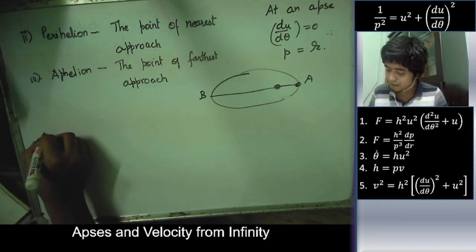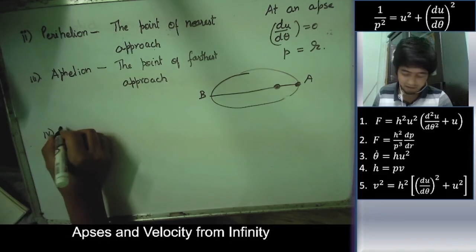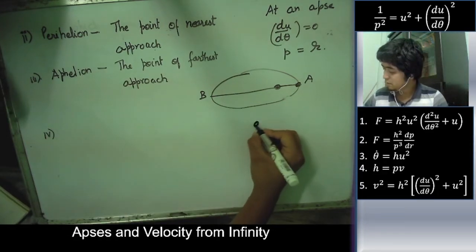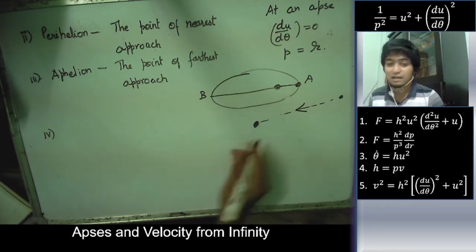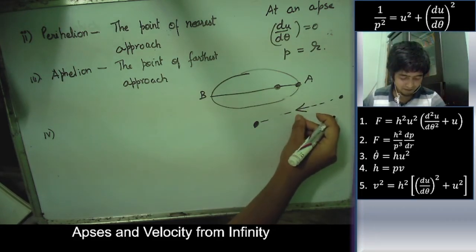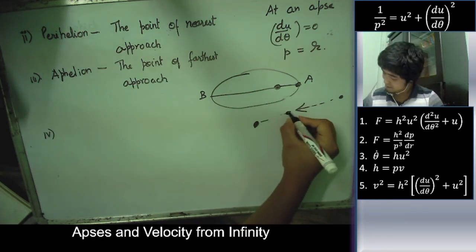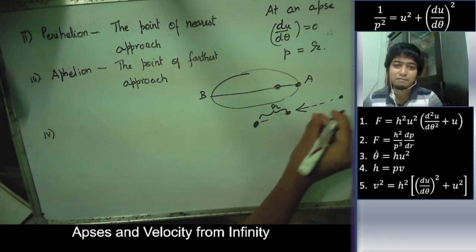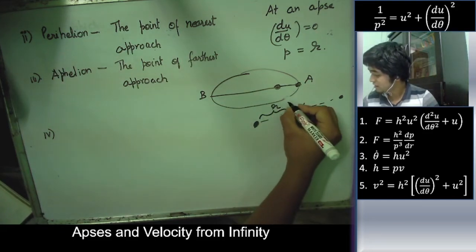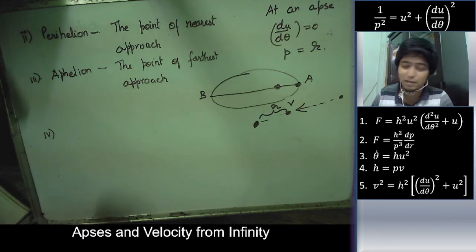And number 4, another thing that we will be learning today is about velocity from infinity. Suppose this is the center of force and a particle is coming from infinity. How will we describe the velocity? If this distance is r, what will be the velocity of this particle coming from infinity at this point r? Actually, you just need to learn the formula for this one. We will do a derivation at some other point of time.